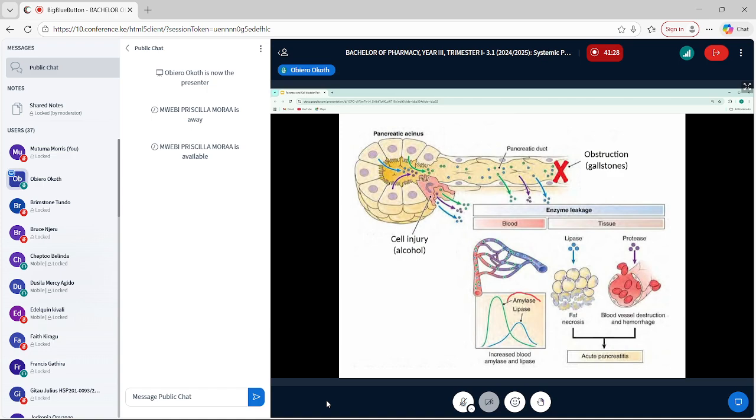Then you can test. So normally for biochemistry, we test for amylase, we test for lipase. If this is increased, we know this patient could be having acute pancreatitis. Lipases normally digest fat, you end up with fat necrosis. Proteases normally digest blood vessels, you end up with blood vessel destruction and hemorrhage, you end up with acute pancreatitis.